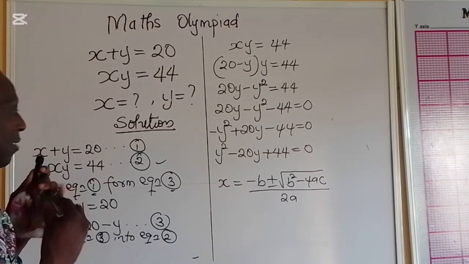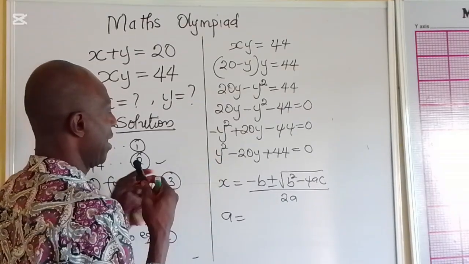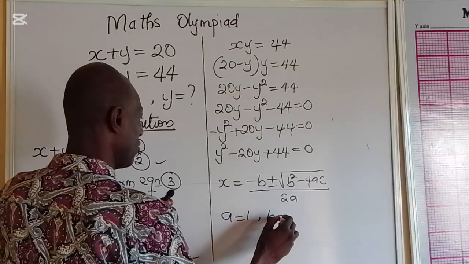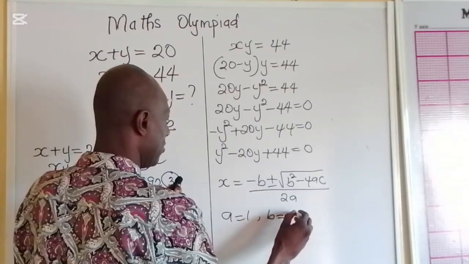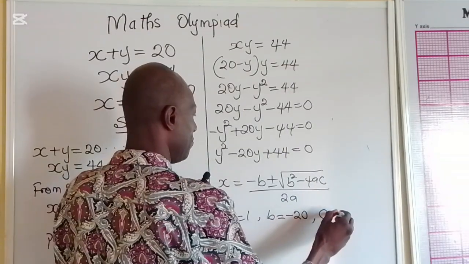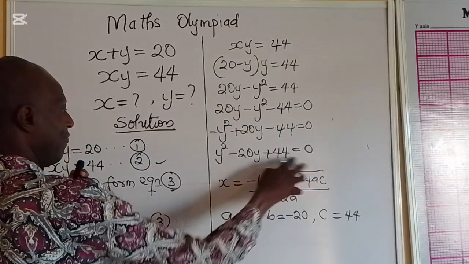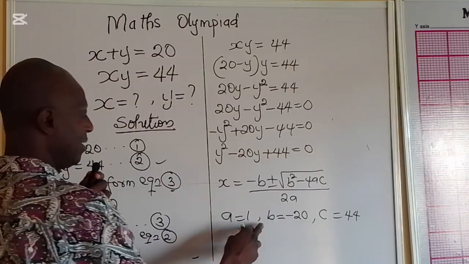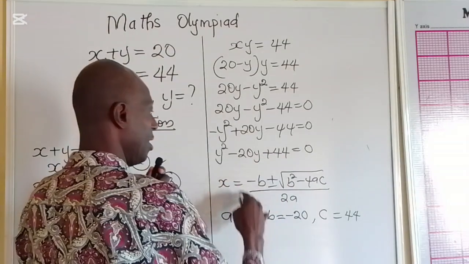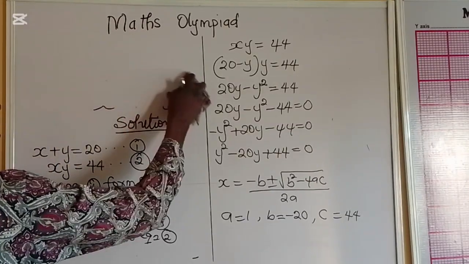Now, let's come here. What is a? The coefficient of y squared here is 1. What is the coefficient of b? It is minus 20. What is the coefficient of c? It is plus 44. So anywhere I see a in the formula, I will put 1. Anywhere I see b in the formula, I will put minus 20. Anywhere I see c in the formula, I'm going to put 44. Okay, let's go further.